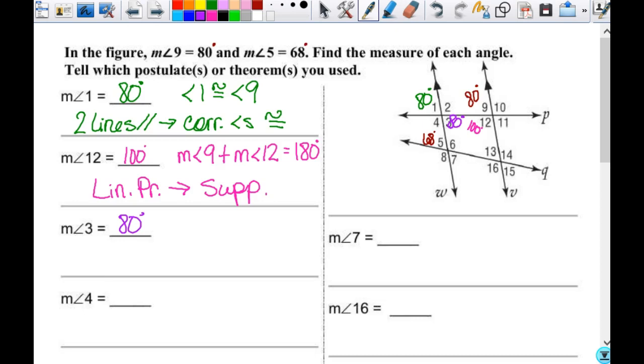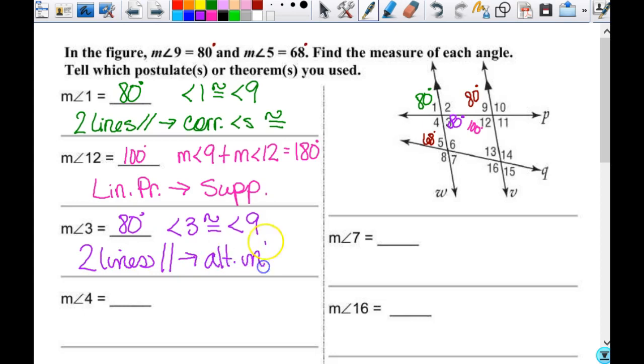So we know that these two angles here are congruent, right? And they're alternate interior angles. So I need to say angle 3 is congruent to angle 9. And then because they're alternate interior angles and the lines are parallel, that's why I got to do that. So if two lines are parallel, then alternate interior angles are congruent.